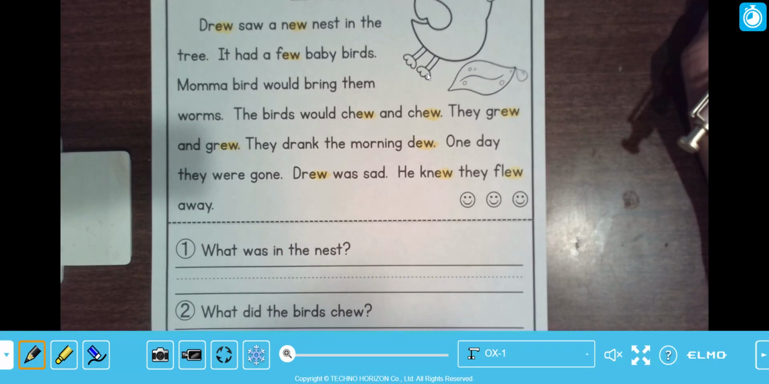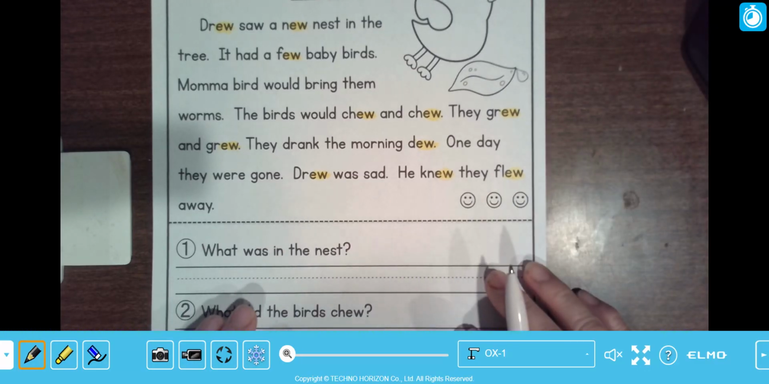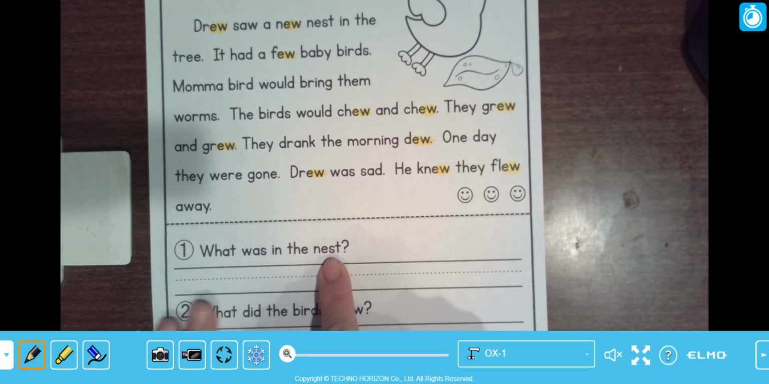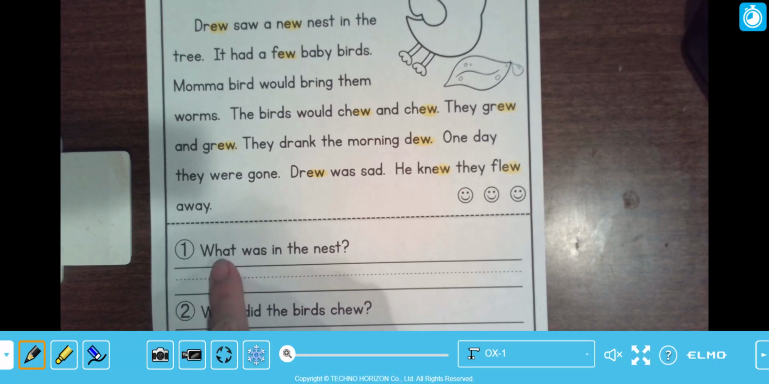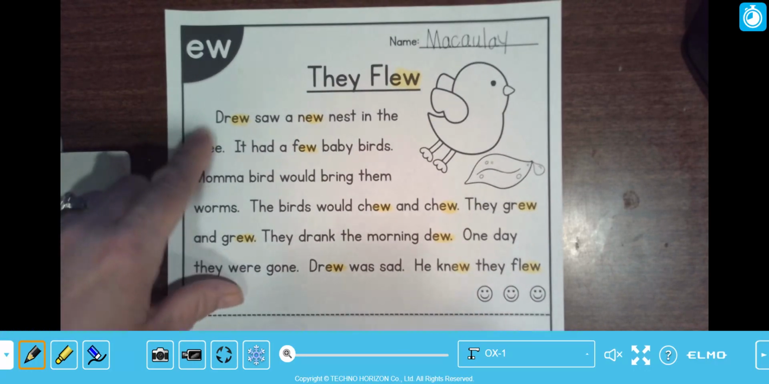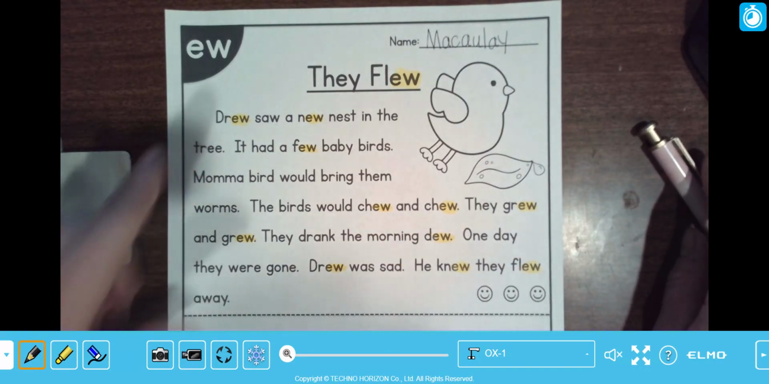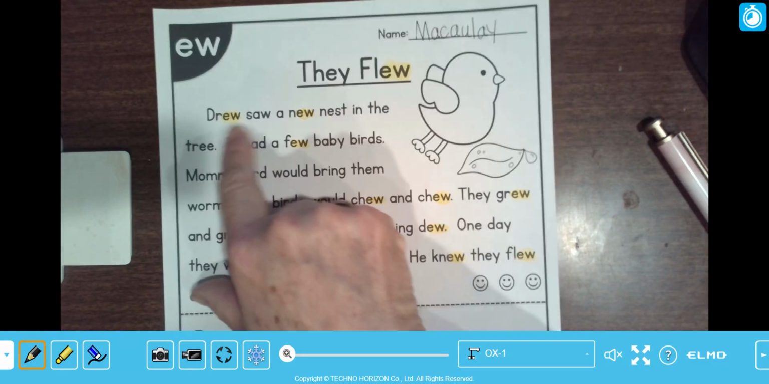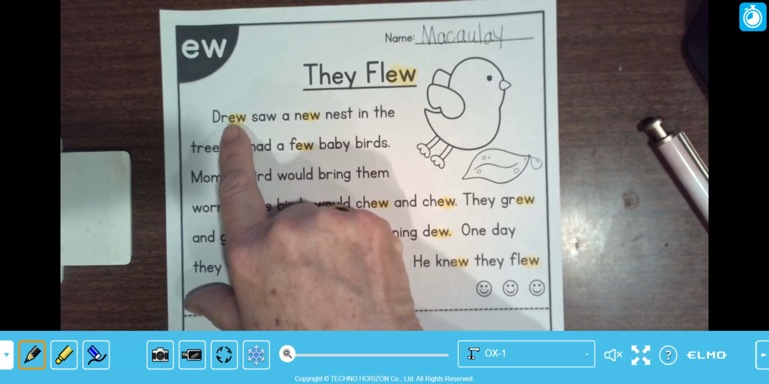So here's the first question we're going to be looking at. Okay? What was in the nest? So what question are we thinking about? What was in the nest? All right, so we're going to read this and we're going to think about what was in the nest. Okay, so let's go over the words with the EW first before we read them.